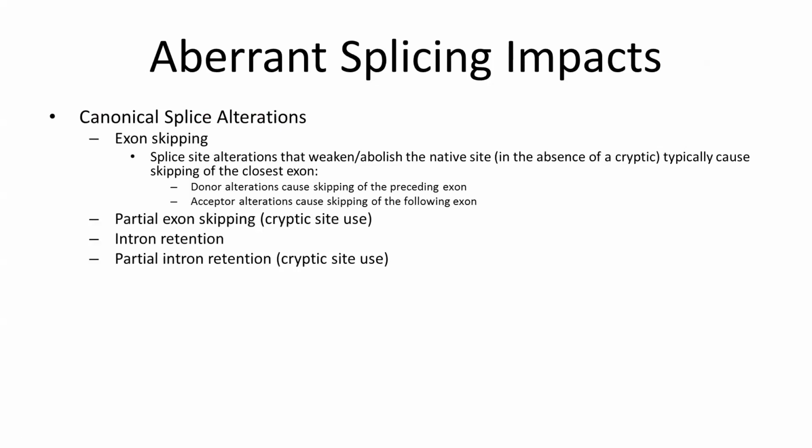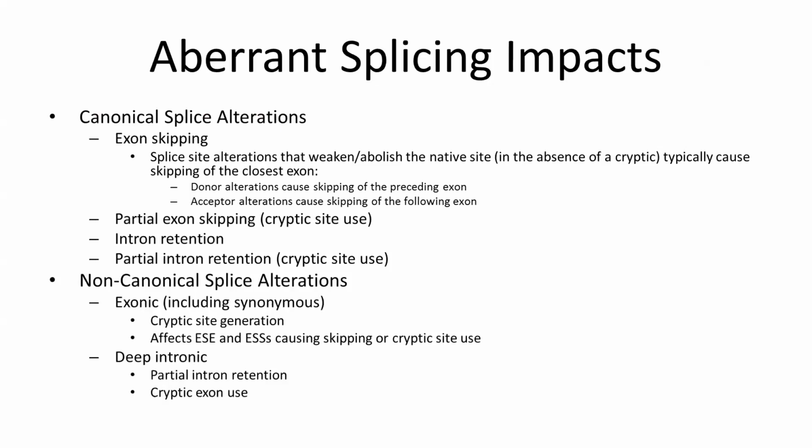Other potential splicing impacts are partial exon skipping. So this would be like use of a cryptic site where you lose part of the exon and retain other parts of it. There are intron retention events, as Sean just mentioned. These are very hard to detect because the size of the introns sort of preclude the capacities of the polymerases that are used in the assays that detect them. And then partial intron retention events. This would be like use of cryptic sites within the intron.